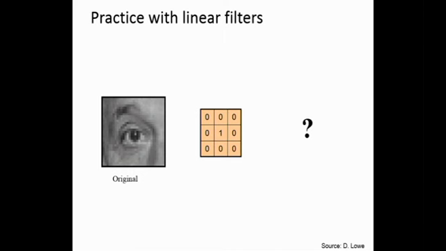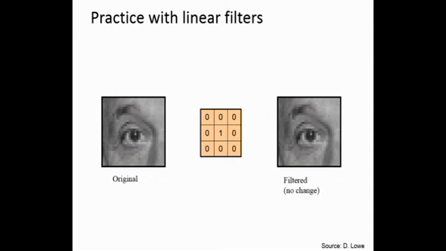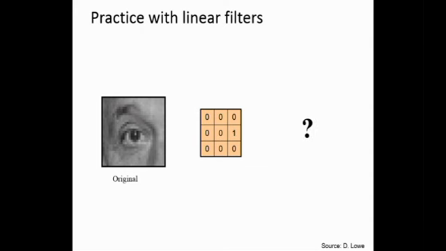Right, so people are saying nothing. This won't do anything because it'll just replace every pixel with itself. There are no non-zero values outside of the center, so it'll just replace the center with itself, no change. So that's the identity filter.